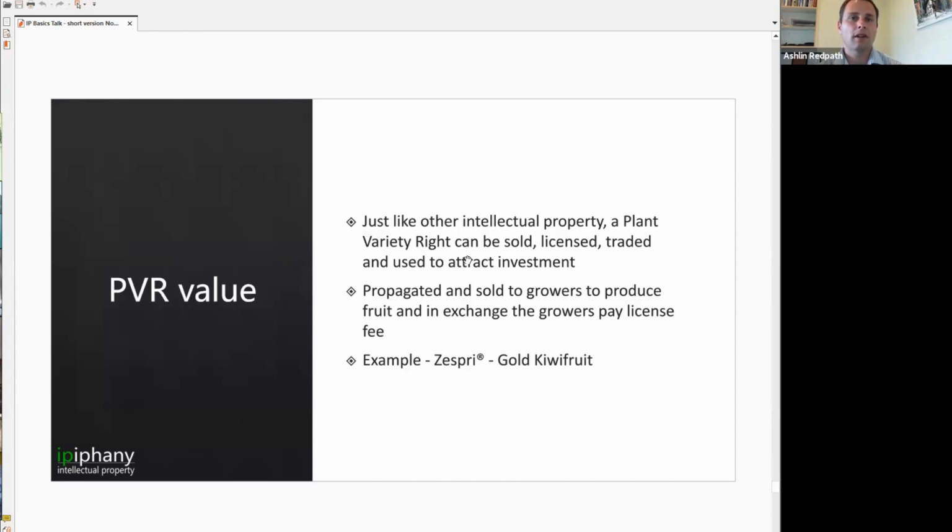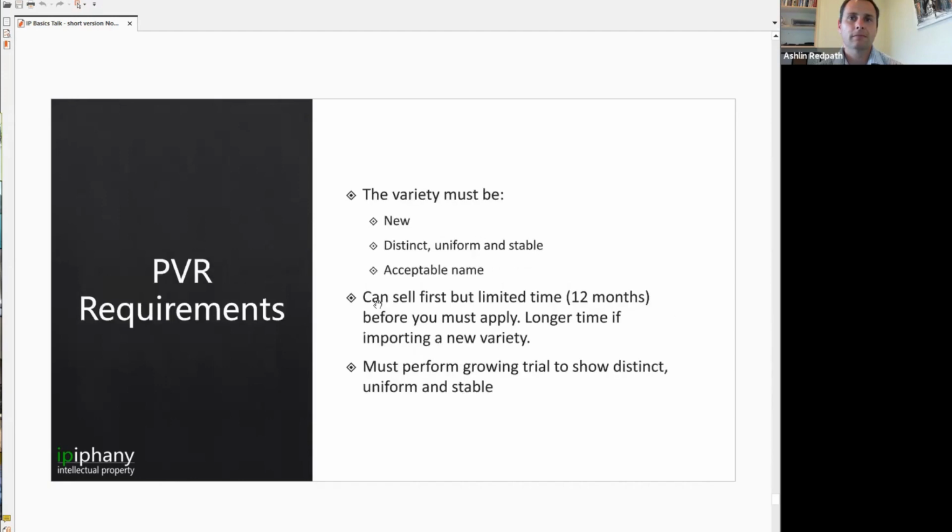And you can apply overseas for PBRs as well. So you can breed a new variety here, apply for a PBR in the States, and then license growers there to reproduce that plant variety.